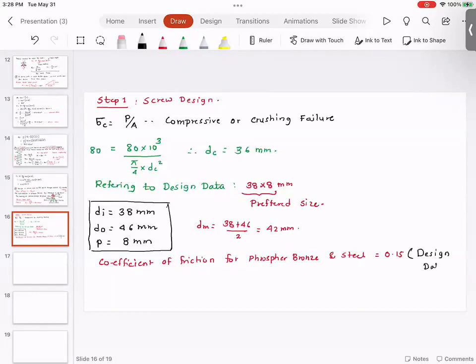And if you don't have access to design data book, the important tables that are needed for design are given in the textbook. So that's why when we discuss the gear design, I want you to have access to the textbook so that we can refer to the appropriate design tables. So with this, I can find out the value of phi is tan inverse 0.15, 8.5 degrees. And then I'm going to assume a single start screw.